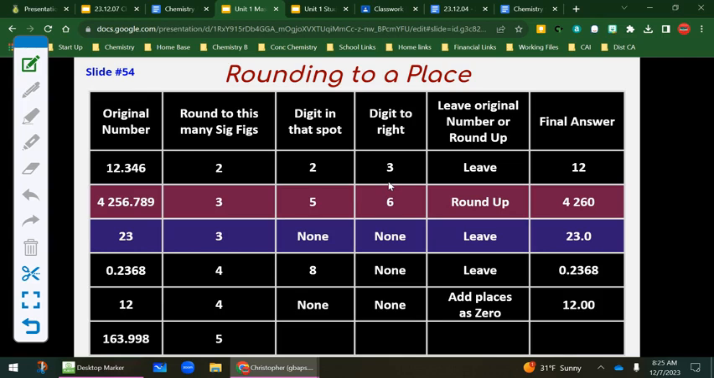All right. 163.998. 5 sig figs. 164.00. The second 9 is, again, the 5th sig fig. There is an 8 after it, so we're going to round that 9 up. Again, don't change it to 164.